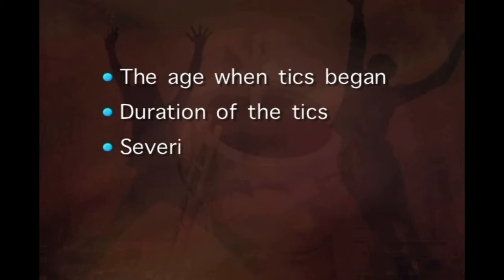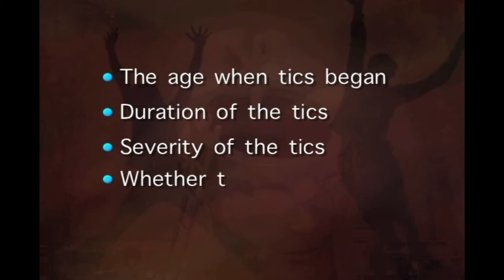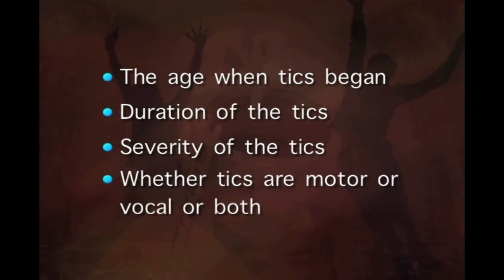So, these are the general criteria that are taken into consideration when we classify or diagnose tic disorders. We can say in general 4 characteristics are used to identify and diagnose tic disorders. The first characteristic is the age when tics began. The second is the duration of the tics. The third is the severity of the tics. The fourth is whether tics are motor or vocal or both. So, these characteristics will help us to identify whether there is a presence of tic disorder, and if so, which type of tic disorder is present in a particular individual.